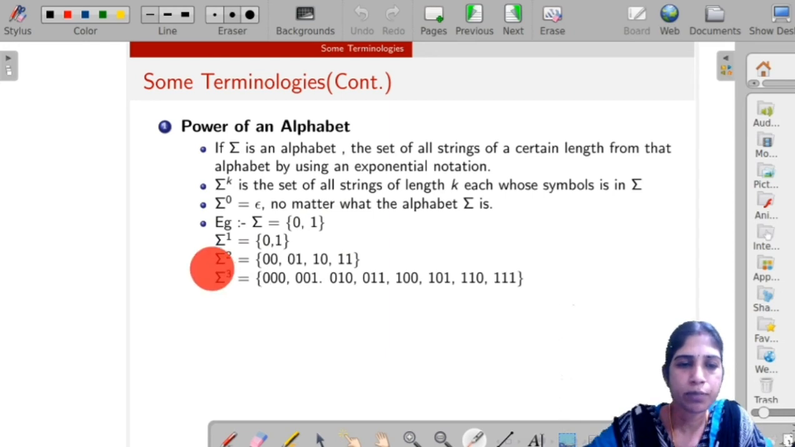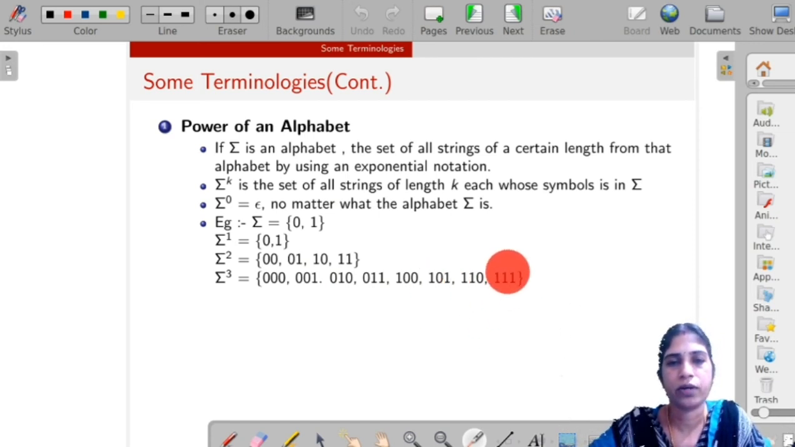Okay. Then what is sigma raised to 2? Sigma raised to 2 indicates the set of all strings of length 2 from the alphabet sigma equal to {0, 1}. So it becomes 00, 01, 10 and 11. There are 4 strings of length 2. Then what is sigma raised to 3? Sigma raised to 3 means the set of all strings of length 3 from the alphabet sigma, that is 000, 001, 010, 011, 100, 101, 110 and 111.